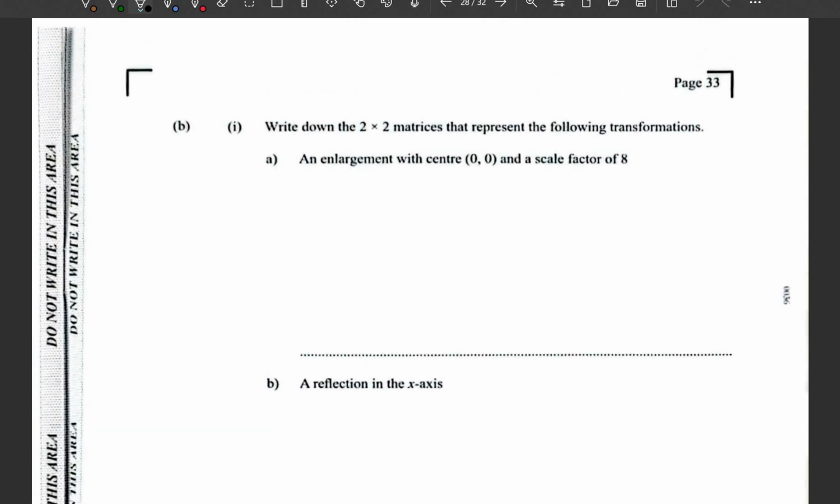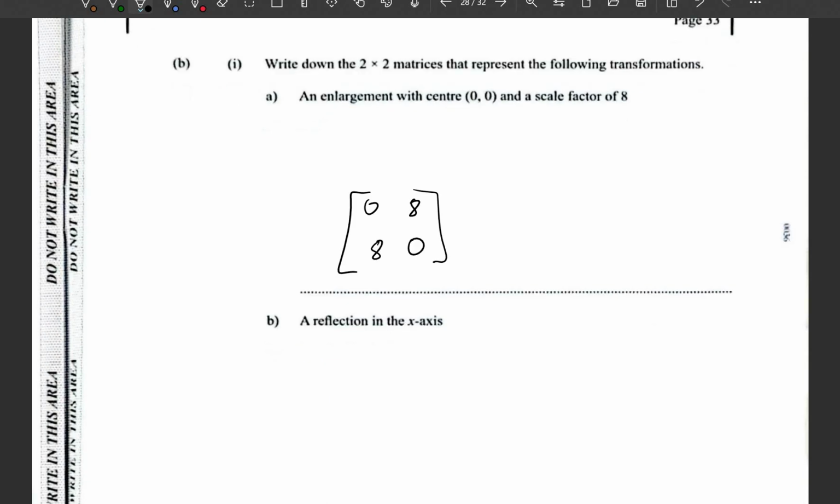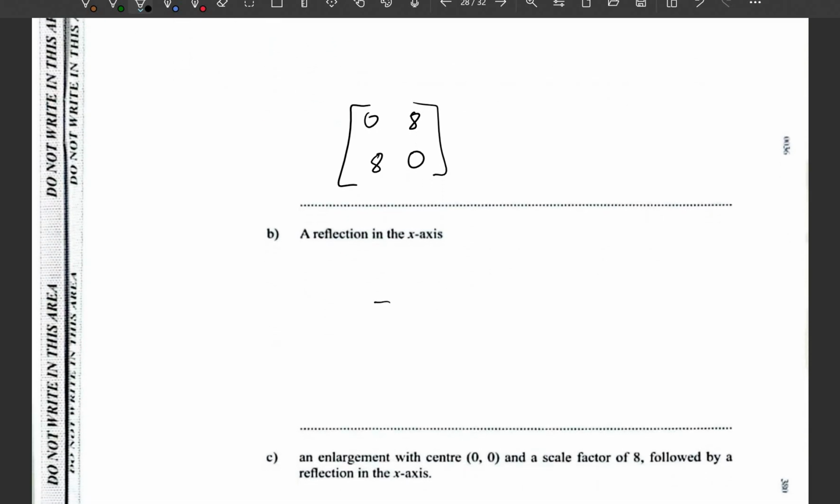Part B wants us to write down the 2 by 2 matrices that represent the following transformations: an enlargement with center 0 and scale factor 8. Well, that would be this matrix right here: 8, 0, 0, 8. A reflection in the x-axis, so that means that the y value is going to flip. So we're going to have 1, 0, 0, minus 1.